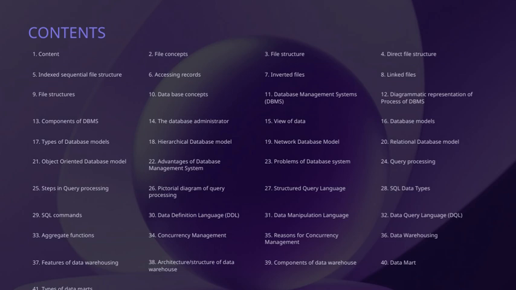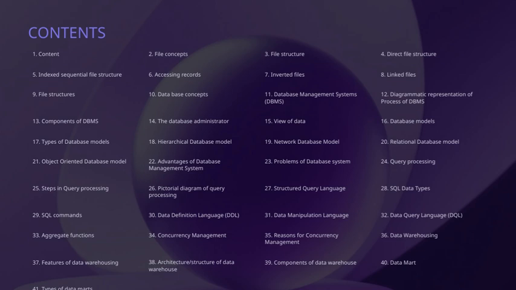Understanding various database models, such as hierarchical or network models, helps us choose the right structure for different applications. A diagrammatic representation of the process of a DBMS helps visualize how data flows through the system, from storage to retrieval, highlighting the interactions between components. Linked files and direct file structures are methods of organizing data at the file level, impacting how quickly we can access that data. Moving to data warehousing specifically, its components include data sources, ETL processes, storage, and access tools.